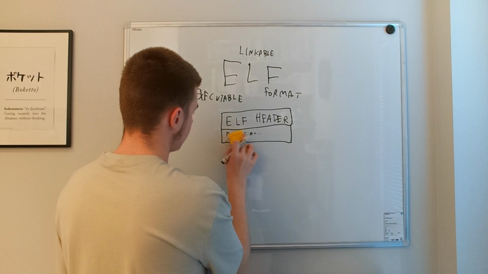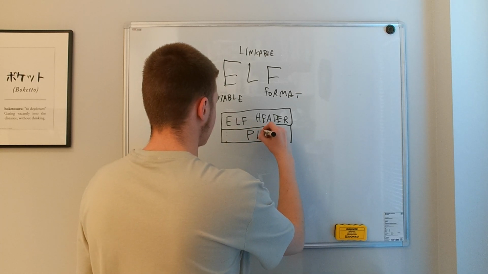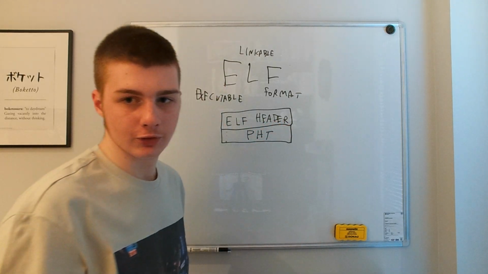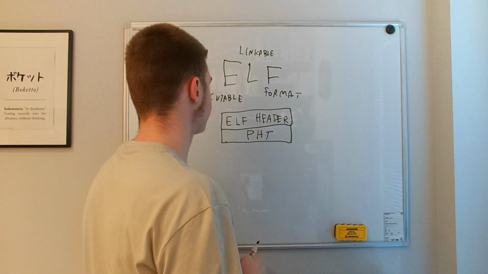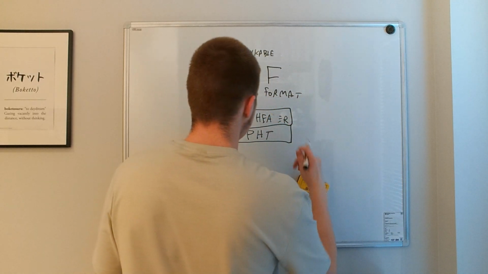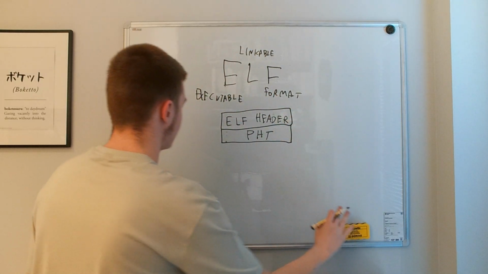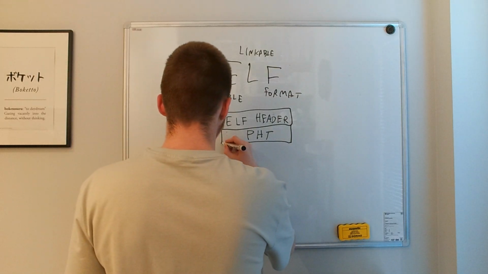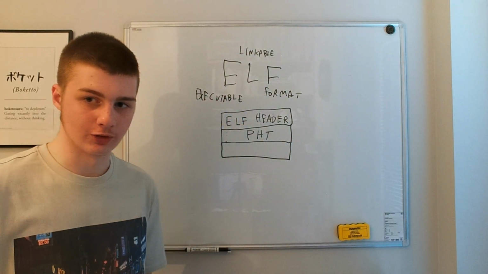I think I'm just going to write PHT for short. And PHT here just stands for program header table. I should probably rewrite that D. So we have an ELF header, we have the program header table, and then we have sections of the ELF file.